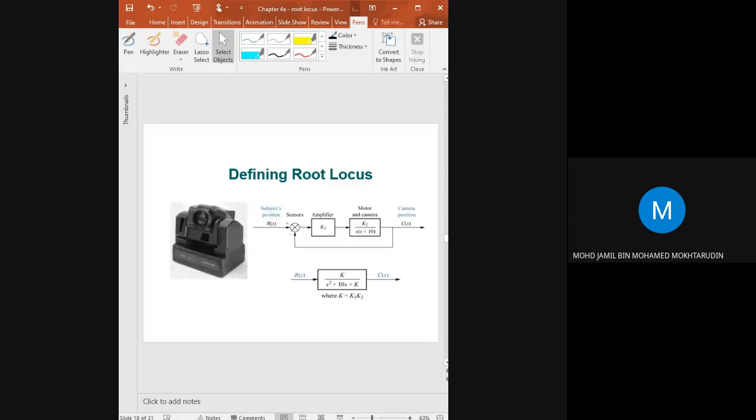Okay, so here is an example of how to define or plot the root locus. Let's say you are given a camera and you want to control the position of the camera. In the camera, you have an amplifier with gain K1, and also a motor and the camera itself. Let's say the motor and camera have transfer function K2 divided by s times s plus 10. So this is a block diagram. Before you can plot root locus, you need to determine the closed loop transfer function by reducing the block diagram first. You reduce the block diagram and get K divided by s squared plus 10s plus K, where K equals K1 times K2.